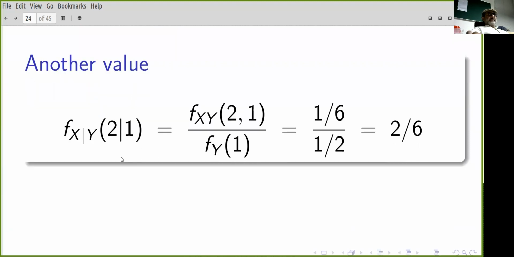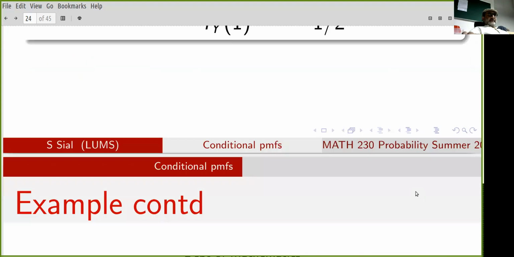Let's say another value. The probability that x is equal to 2 given that y is equal to 1 is the joint PMF, the probability that x is equal to 2 and at the same time that y is equal to 1, divided by the probability that y is equal to 1. Well, we found the joint PMF evaluated at 2, 1 was 1/6, and the probability of y equals 1 means the probability that you've got an even roll, that's 1/2. So 1/6 divided by 1/2 is 2/6.